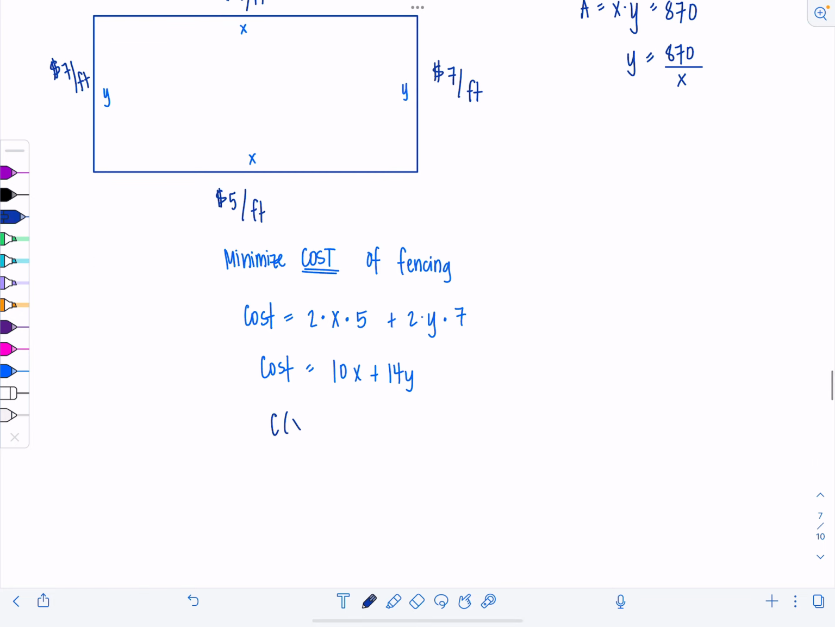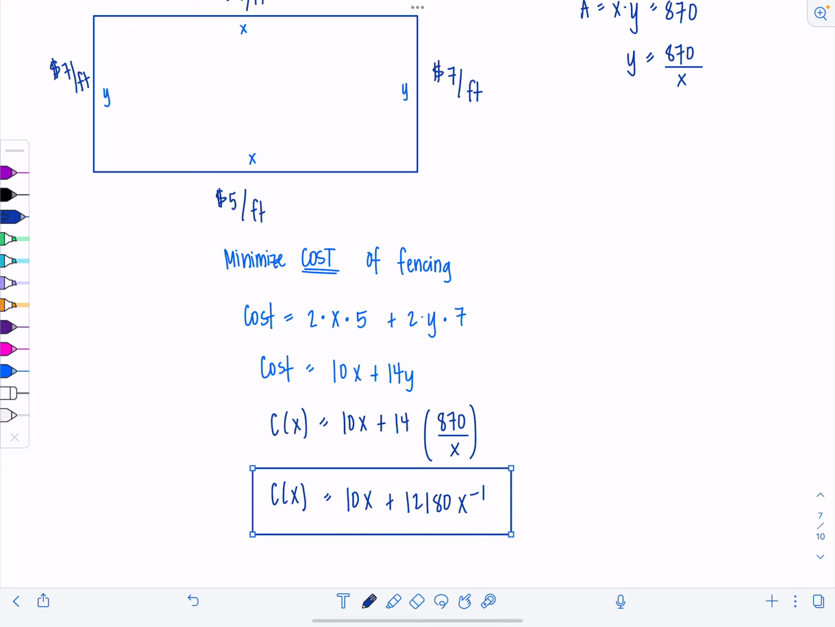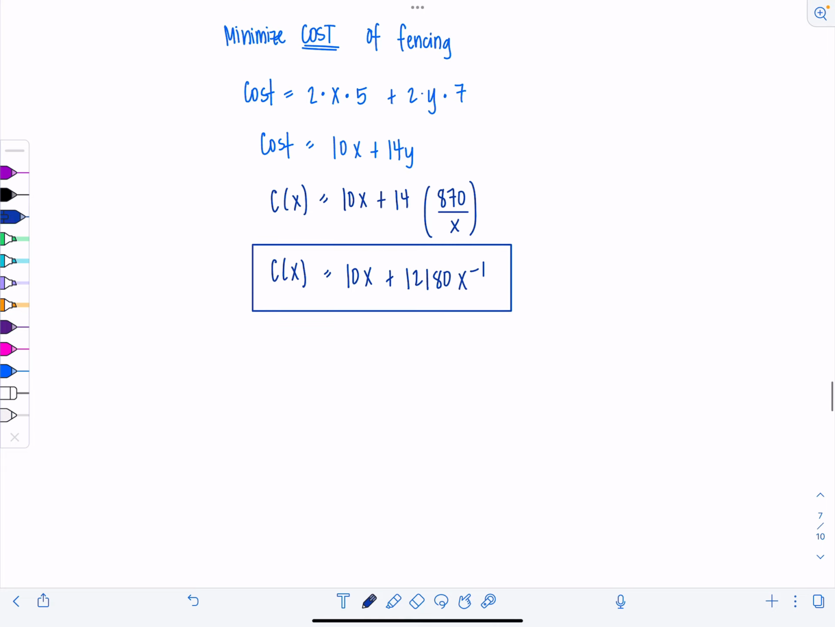Okay, so now I can write cost as a function of X. It's 10X plus 14 times 870 over X. I know. And then, sorry, dropped my calculator. C of X is going to be 10X plus, I just want to make sure, 14 times 870 is 12,180, and then I'll write this as X to the negative first. All right, very good. Here's cost function. Now, let's go ahead, take the derivative so we can get our critical values.